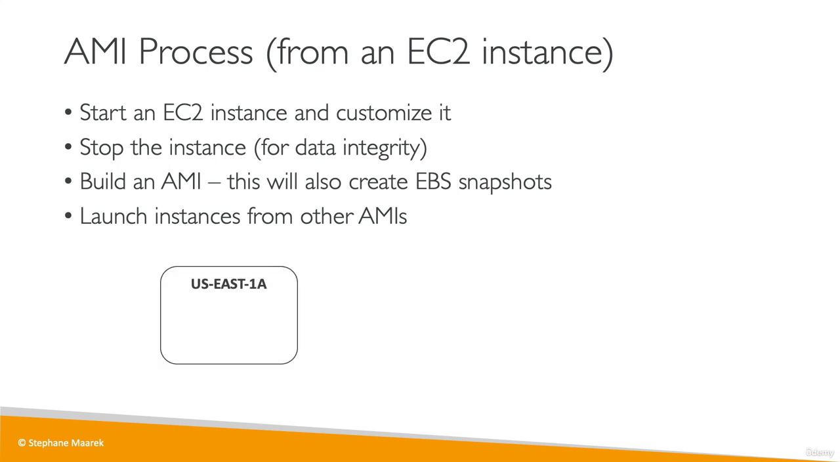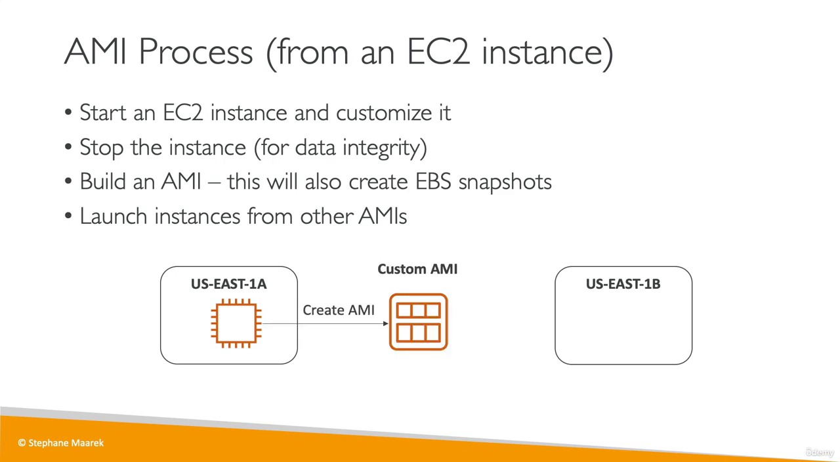So we have US East 1A, and we can create the same instance in US East 1B. So the process is we launch the instance in US East 1A. We're going to customize it. Then we're going to create an AMI from it. This will be our custom AMI. And then in US East 1B, we will be able to launch from that AMI and we'll effectively create a copy of our EC2 instance.